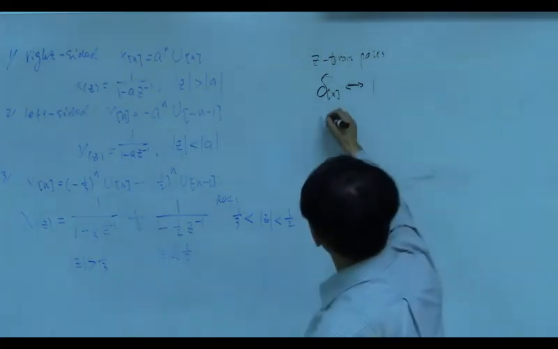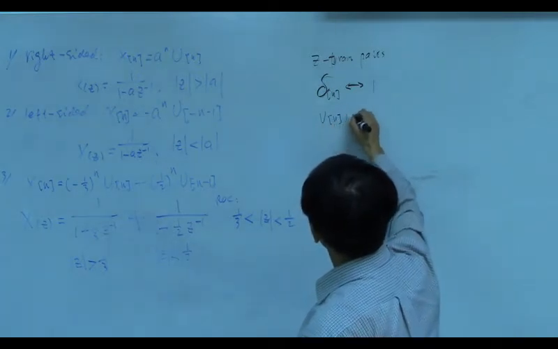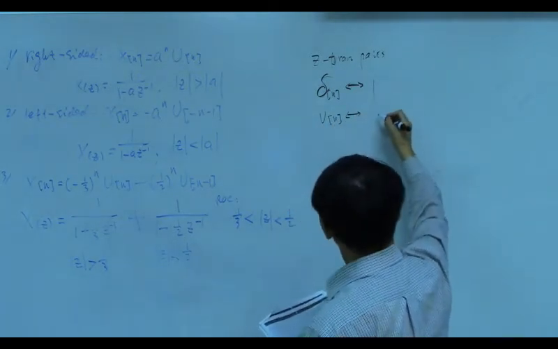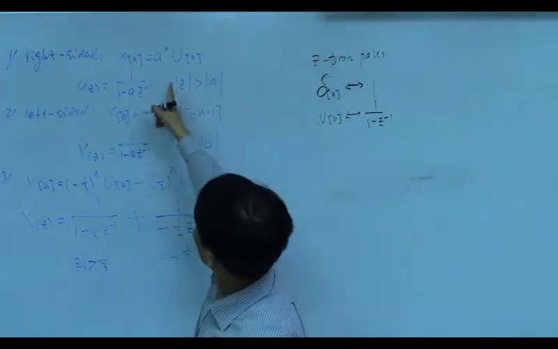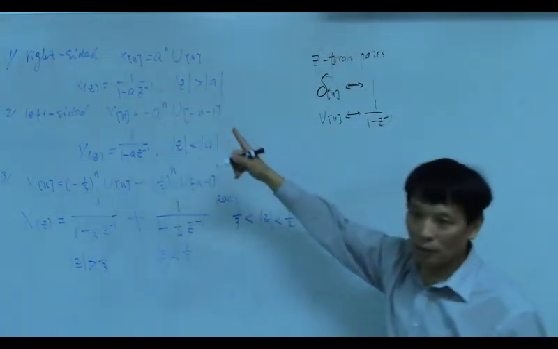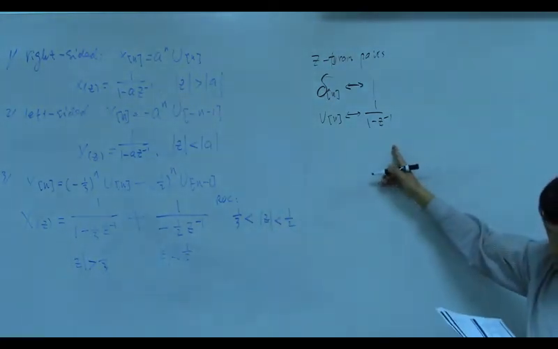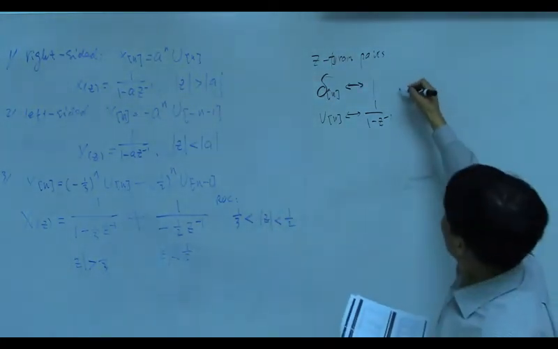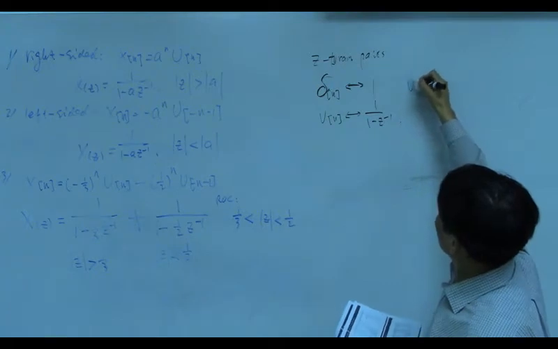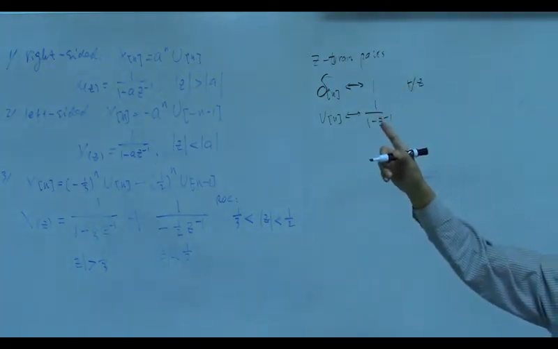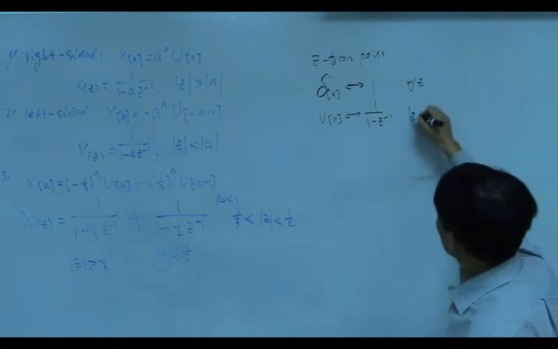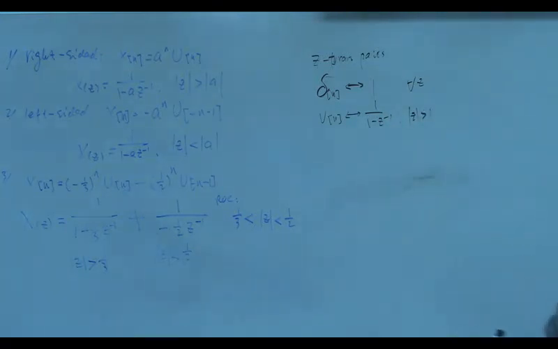The second one is u[n]. This one gives us 1 over 1 minus z to the negative 1, just like this, for u[n] when a equals 1. And the region of convergence for this one: any z is good, because this is not a function of z anymore. And for this one, the absolute value of z must be greater than 1.